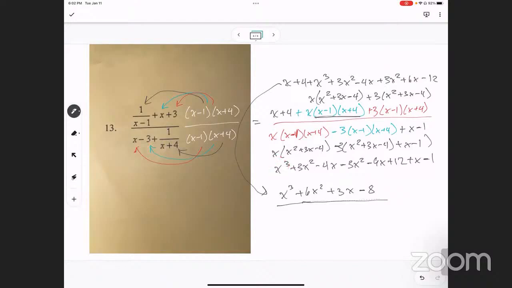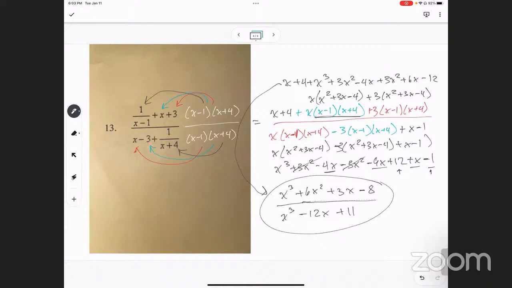I've got x cubed, that's it. I've got 3x squared minus 3x squared. Oh, that's nice. They cancel out. So I've got no x squareds, right? Yep. I've got negative 4x minus 9x, which is negative 13x plus 1x, which is negative 12x. Mm-hmm. And then I have 12 minus 1, which is 11. And that's your answer.